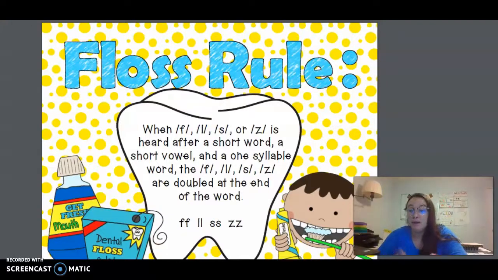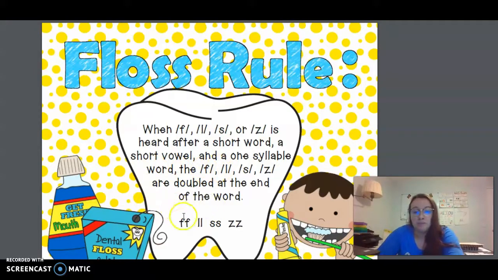Today we're going to be learning about a new rule. This is called the Floss Rule. Now the Floss Rule is when F, L, S, or Z is heard after a short vowel. So that's our A, I, and so on. When you hear one of these letters after a vowel that says its regular sound, not its long sound, its short sound, you are going to double that letter.